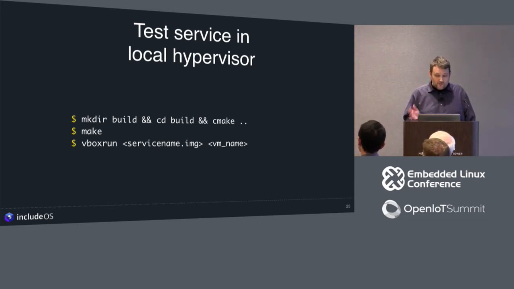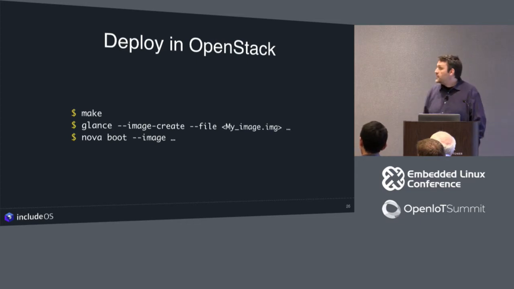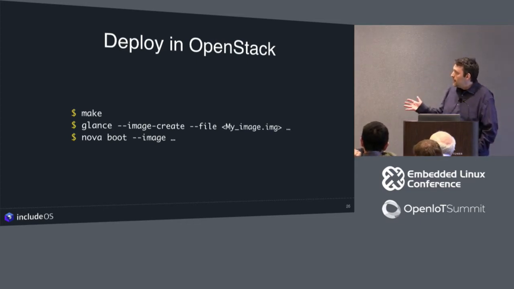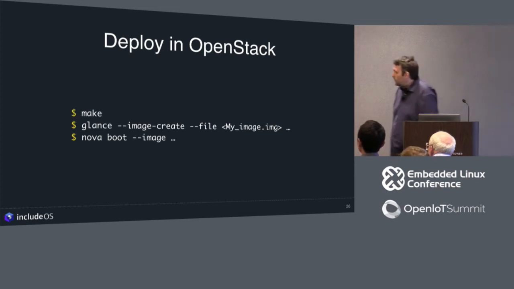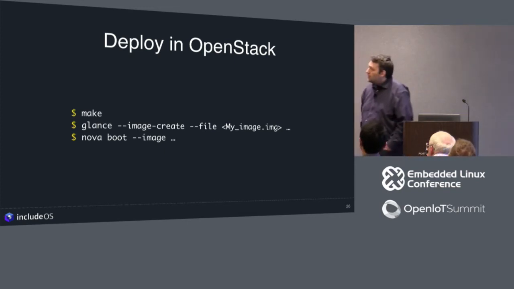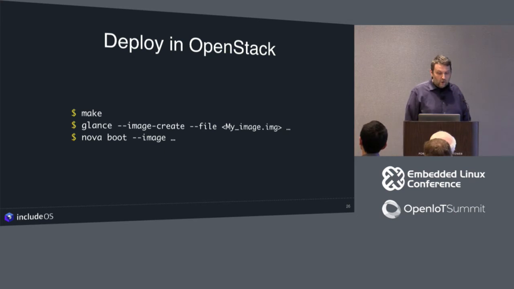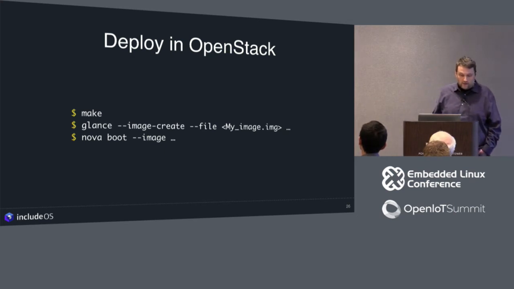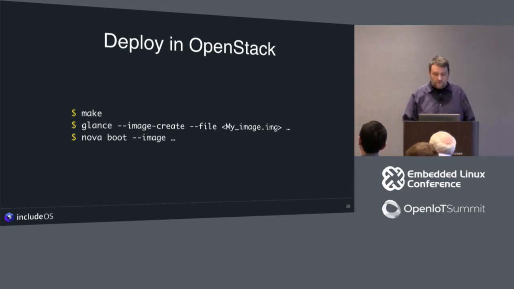But of course, the end destination for these images is usually the cloud. So if you want to deploy in OpenStack, there are the raw commands. Again, you just do make, and you end up with an image there. And then you use native OpenStack commands to upload the image and boot it in the cloud. There's also an OpenStack wrapper script, so you can do this with a one-liner.